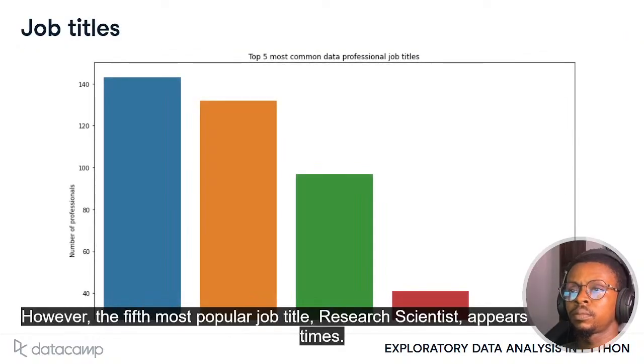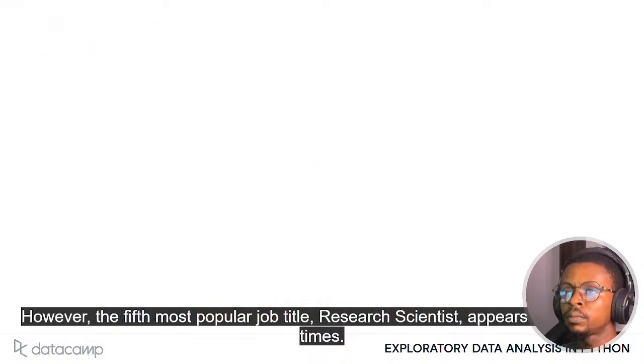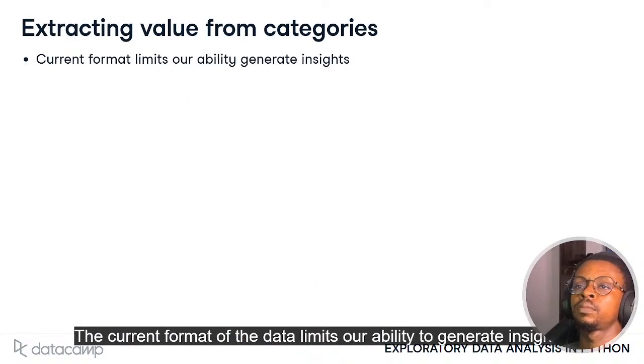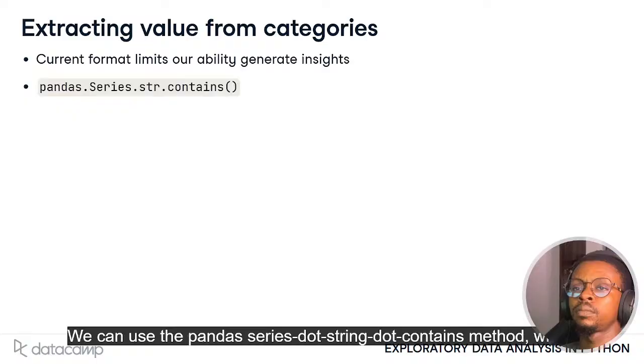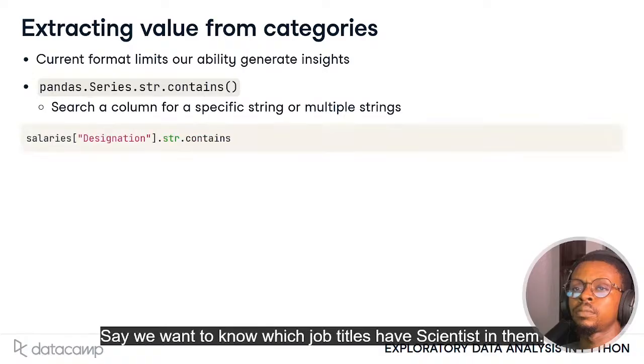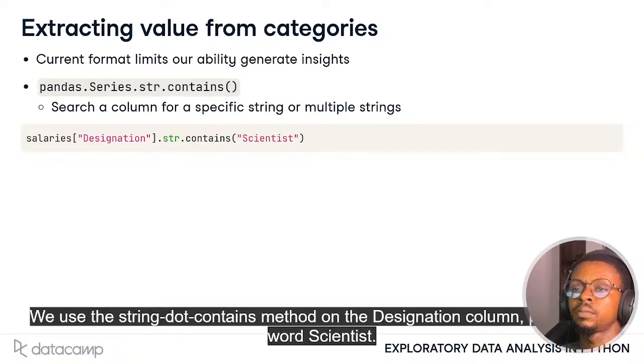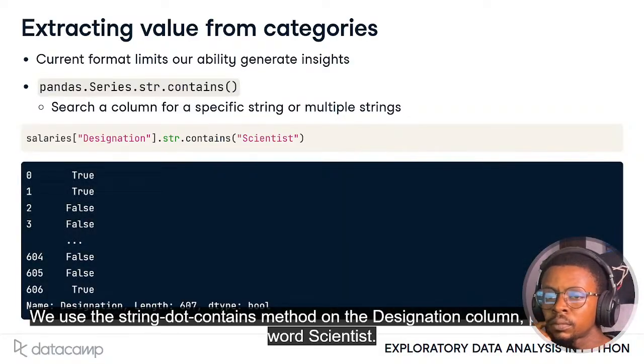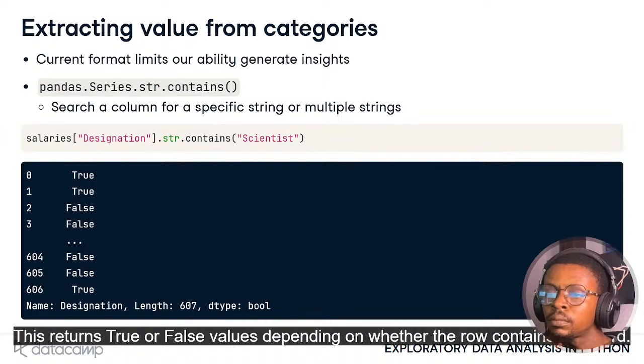However, the fifth most popular job title, Research Scientist, appears less than 20 times. The current format of the data limits our ability to generate insights. We can use the pandas series.str.contains method, which allows us to search a column for a specific string or multiple strings. Say we want to know which job titles have scientist in them. We use the str.contains method on the designation column, passing the word scientist. This returns true or false values, depending on whether the row contains this word.